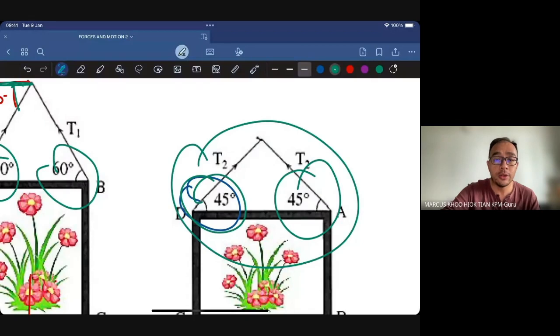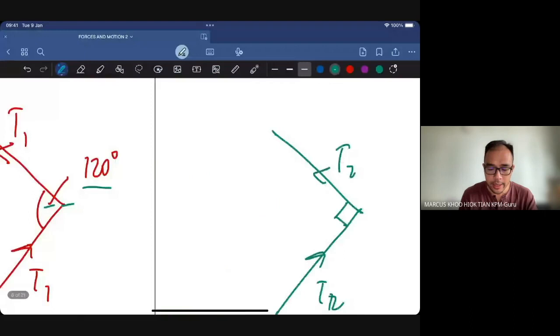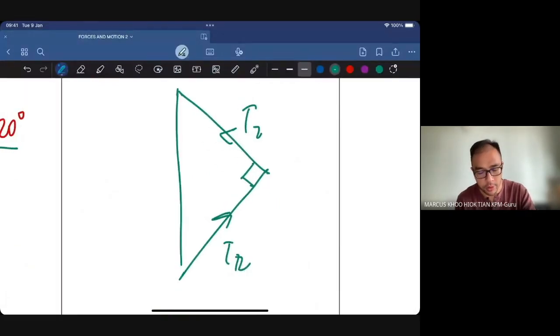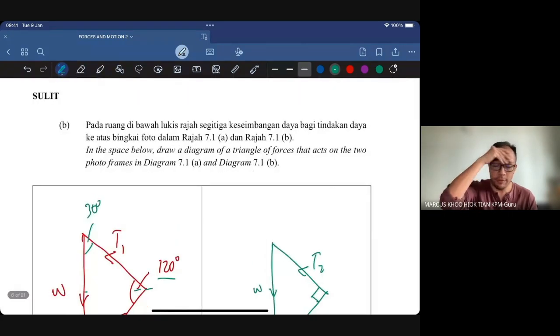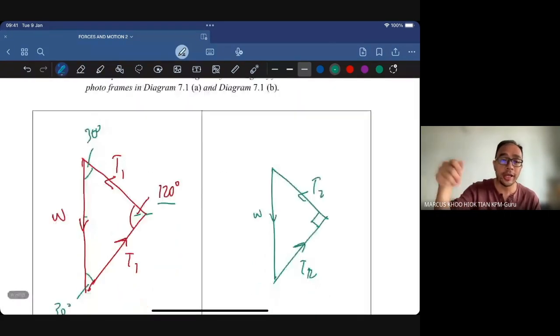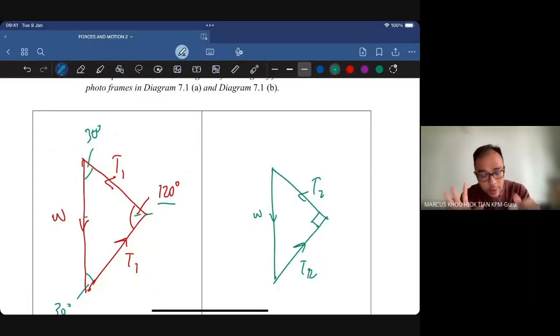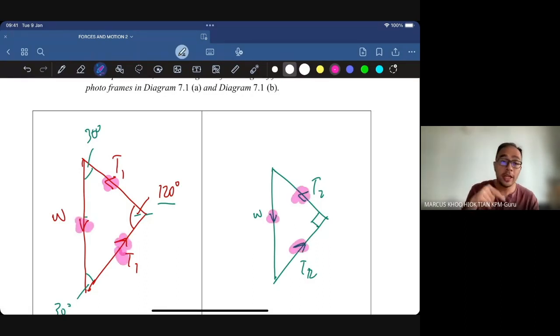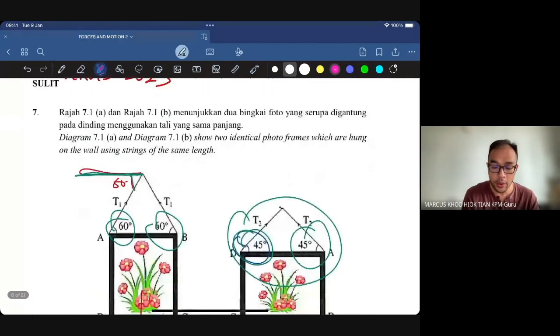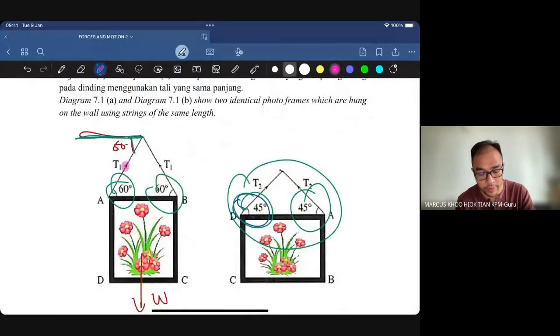Okay? Don't be too hung up on this. All right. So once you get this as 90, and then of course W will be downwards. Remember that this doesn't have to be exact science. They are not going to take a protractor and measure whether this is 120. You can just roughly draw. The most important thing is the direction of the forces. They must go in one direction. They must follow this direction over here.